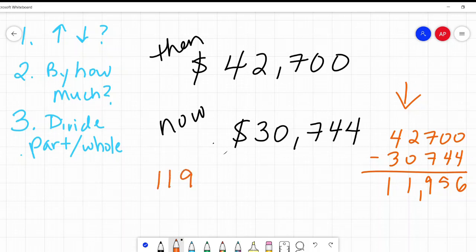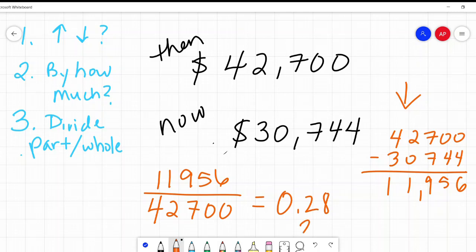Now, part divided by the whole. Part is usually the amount of change. The vast majority of the time it is. I'm just so hesitant to say always because they will get you. They'll throw in those crazy oddball ones. So the by how much, the change, is our part, and the whole is our beginning amount. The part that it was changing from. It's where we started. So this is definitely a calculator. 11,956 divided by 42,700 is 0.28 or 28%. So it decreased by 28%.